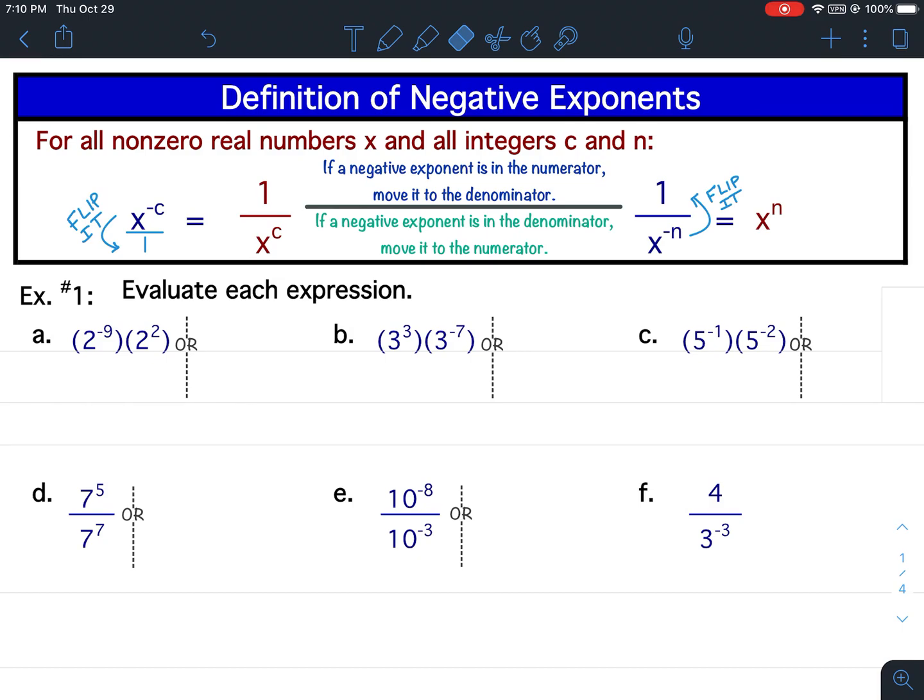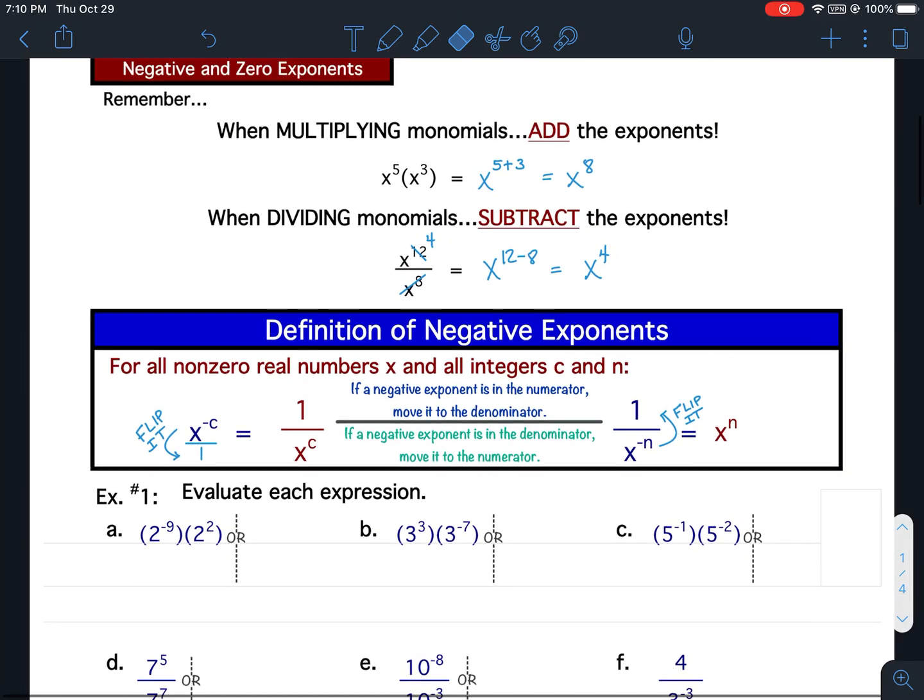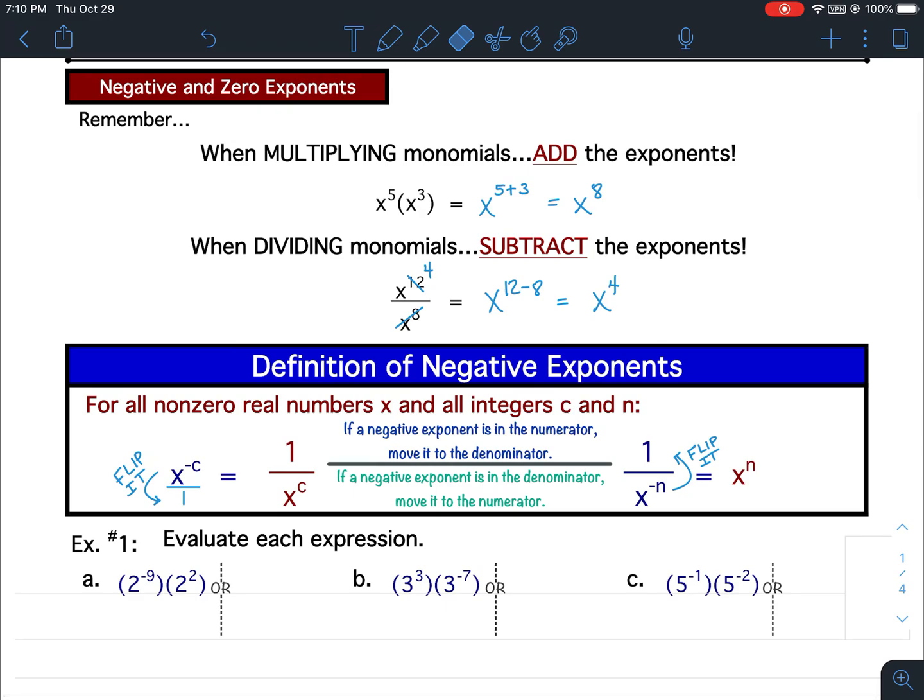If it's in the denominator, move it to the numerator. If it's in the numerator, move it to the denominator. Okay, if you have any questions on that part of the notes, please let me know.